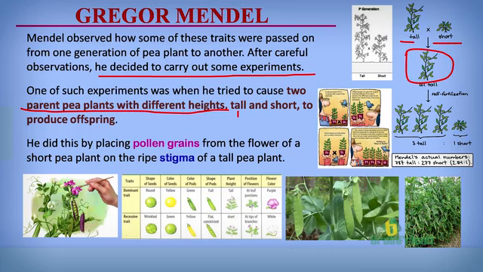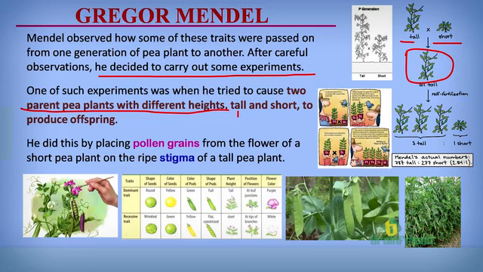Remember, plants are living things as well. So they also show different traits, different characteristics. They produce offspring, they reproduce. So he tried to cause the short pea plant and the tall pea plant to produce an offspring. How did he do this? He simply helped to pollinate the plant. Remember pollination? Sorry, we said pollination is simply the transfer of pollen grains from the anther of a plant to the stigma of a plant. So let's see how this happened.